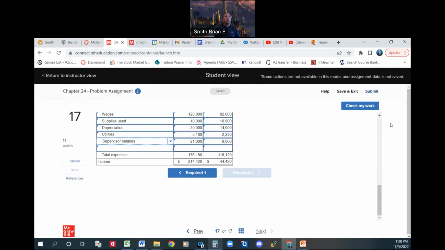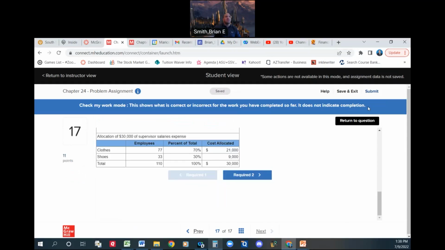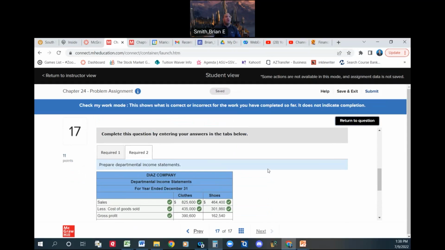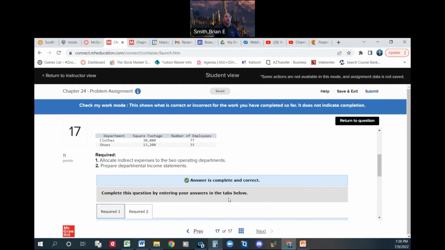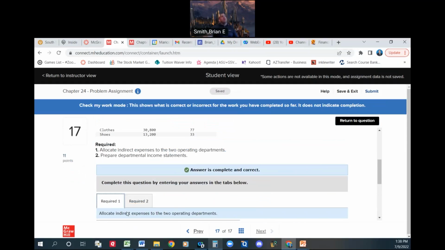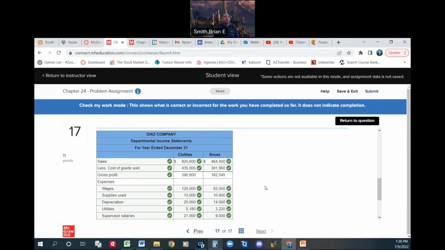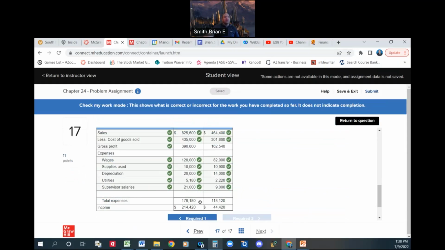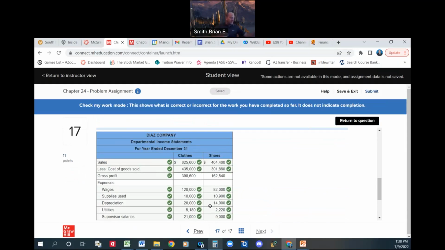Okay, so let's check our work. Keep your fingers crossed. Yay! Complete and correct. Very good. We got it all right. Okay. Whew, that was a relief. I always worry. Not really, I don't, but it's fun. Anyway, so we can see here that even though we had our allocation of these expenses, both the clothing and the shoes departments both ended with income. That's a good situation if you can make that happen.